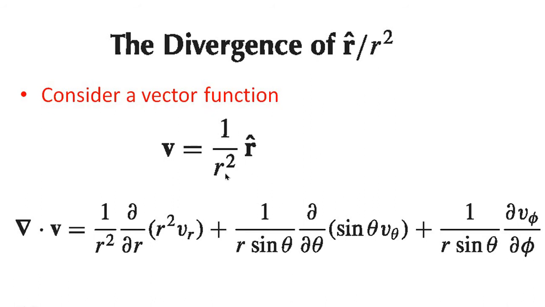ഇനി നമ്മുടെ ഇക്വേഷൻ വിയുടെ ഇക്വേഷൻ നോക്കുക, v equal to 1 by r square r cap, അഥവാ r capന്റെ ടേം മാത്രമേ ഉള്ളൂ. അപ്പോൾ ഡൈവർജൻസ് കൺസിഡർ ചെയ്യുമ്പോൾ second and third term in the general equation can be neglected. That is del dot v equal to 1 by r square dou by dou r of r square vr. ഇതിൽ 1 by r square dou by dou r of r square into vr ന് പകരം നമ്മൾ ഇത് സബ്സ്റ്റിറ്റ്യൂട്ട് ചെയ്യുക, 1 by r square എന്ന് സബ്സ്റ്റിറ്റ്യൂട്ട് ചെയ്യും.